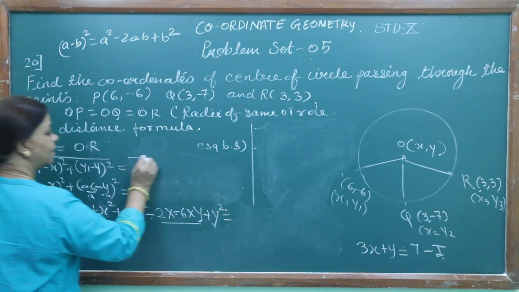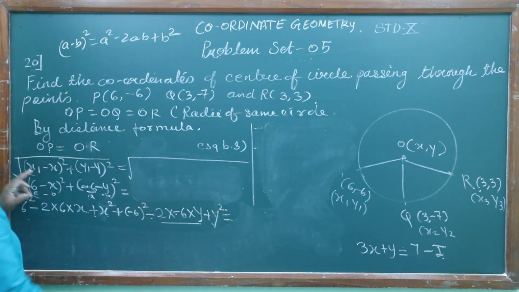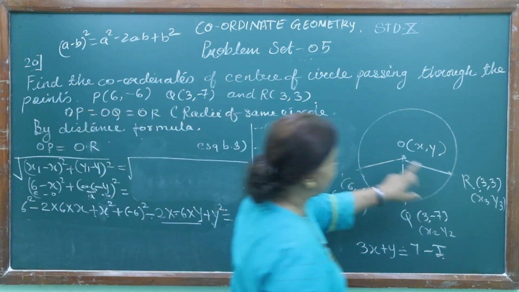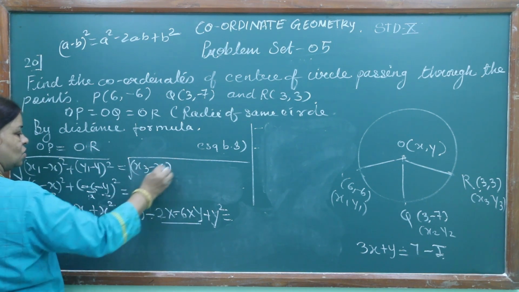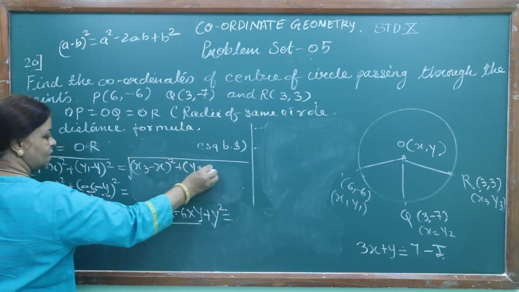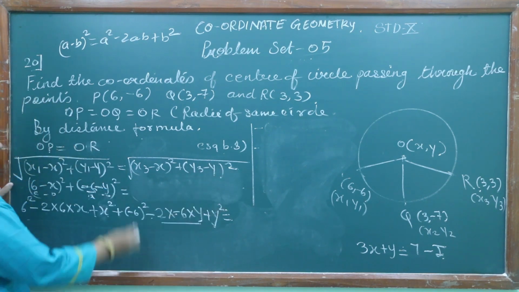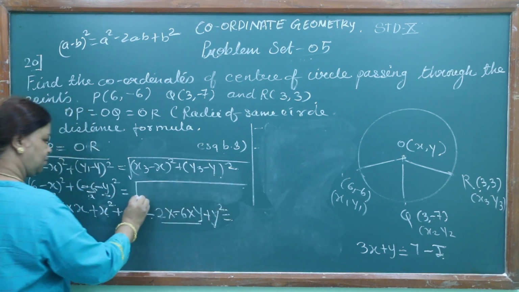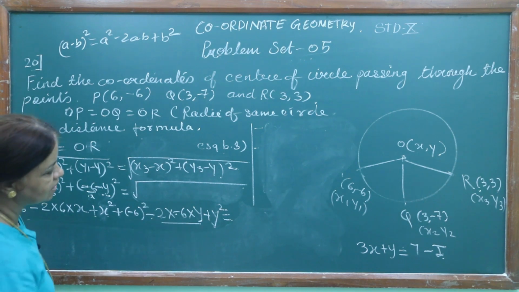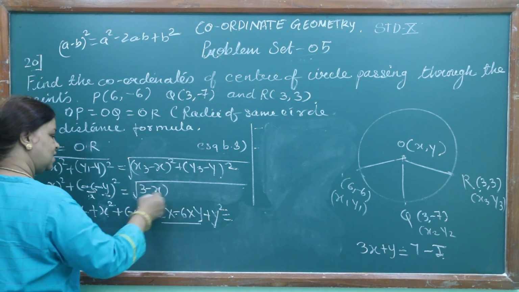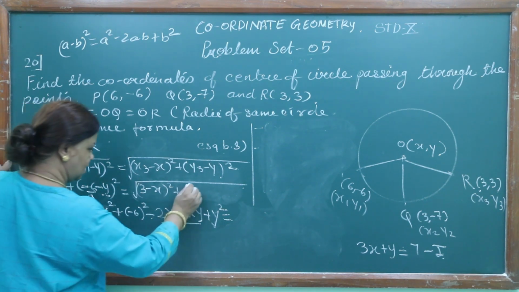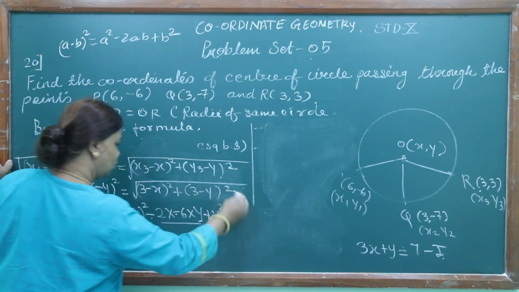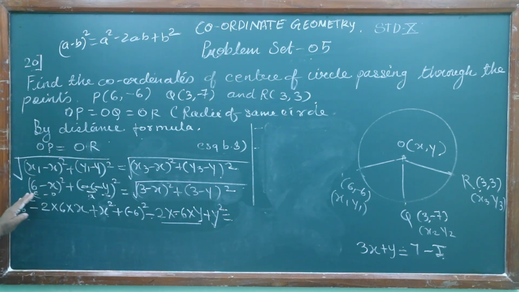So OR by distance formula: OR equals root of (x3 minus x) the whole square plus (y3 minus y) the whole square. Now place the values. What is x3? 3 minus x. (3 minus x) the whole square plus y3, 3 minus y. (3 minus y) the whole square. So when we use the a minus b formula here, we are getting this.